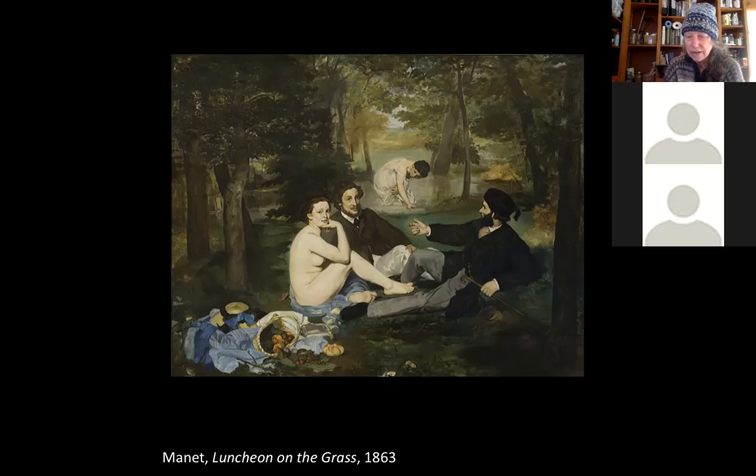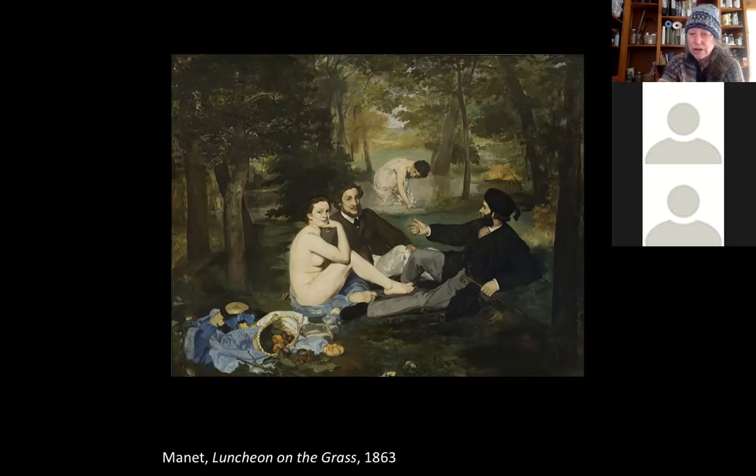Didn't he study atmospheric perspective? Doesn't he know that figures should be smaller in the background? That's painting 101. But he's not doing that. Yes, he does. Hint, he does know that. He's breaking that rule on purpose, and breaking a lot of other rules on purpose.